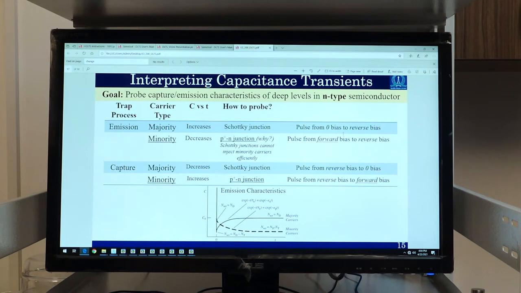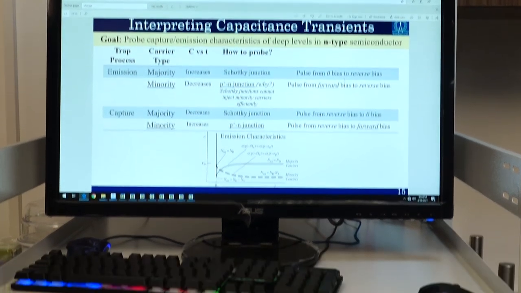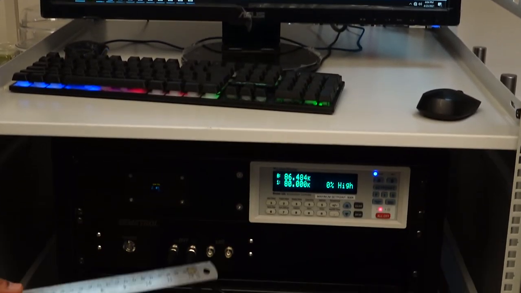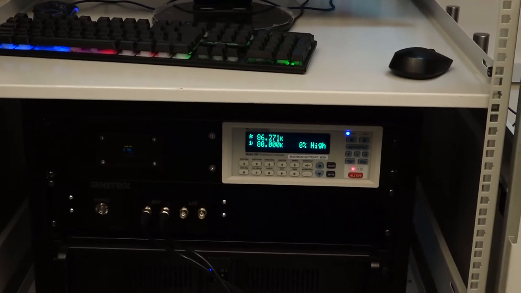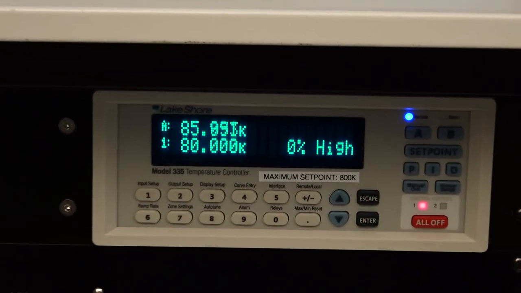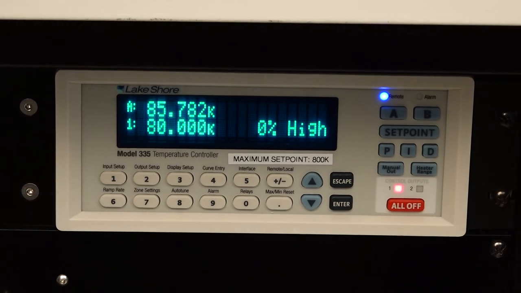With this information in mind, we will look into a full DLTS scan, for which we are waiting for the temperature to stabilize, and then carry out further analysis. We can notice that the temperature has already reached our region of interest. It is now as low as 86 Kelvin. We will wait for the temperature to further stabilize to 80 Kelvin, and then we'll start the temperature scan.